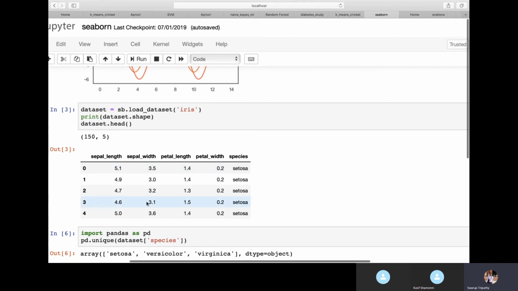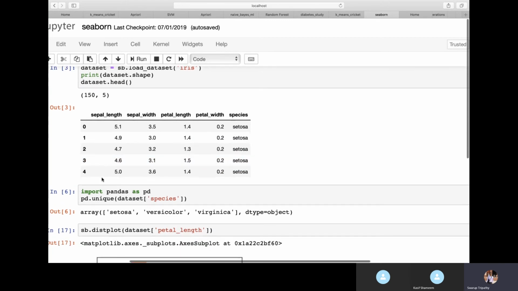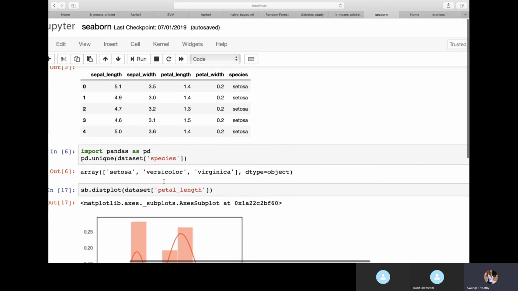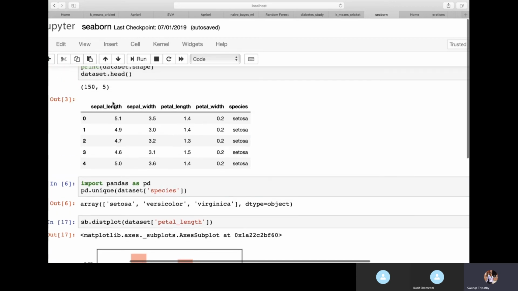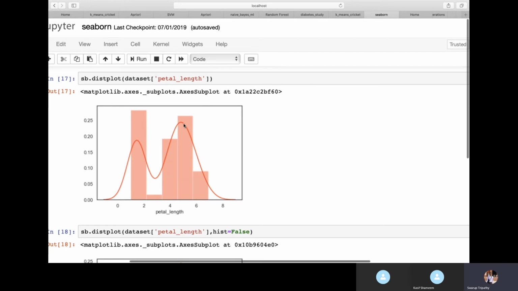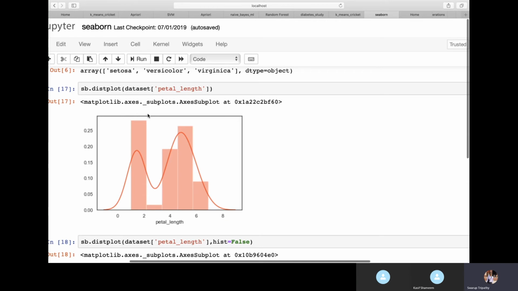Now here in Seaborn, they have something called dist plot. Dist plot is nothing but distribution plot. It shows you how the data is distributed. So here I'm writing sb.distplot of dataset of petal length. You can take any of sepal length, sepal width, petal length, petal width, all of these are continuous data. It shows how petal length is distributed over my dataset. On the lower end, petal length is very low, and at higher petal length there is more data. This is the distribution of the entire data, and this is called a dist plot.